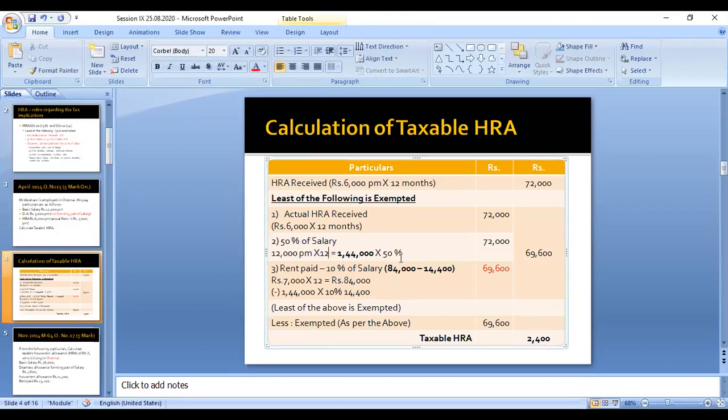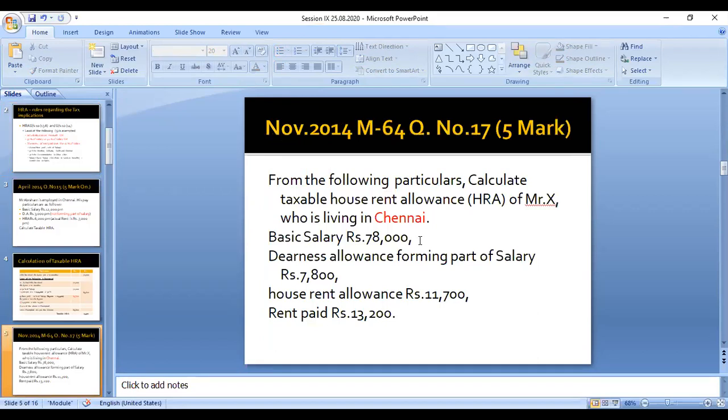Okay, in this case they're giving the yearly amount only. If nothing is mentioned, you can assume that this is a yearly amount. So you need not multiply with 12. If it is given per month only, you have to multiply with 12.